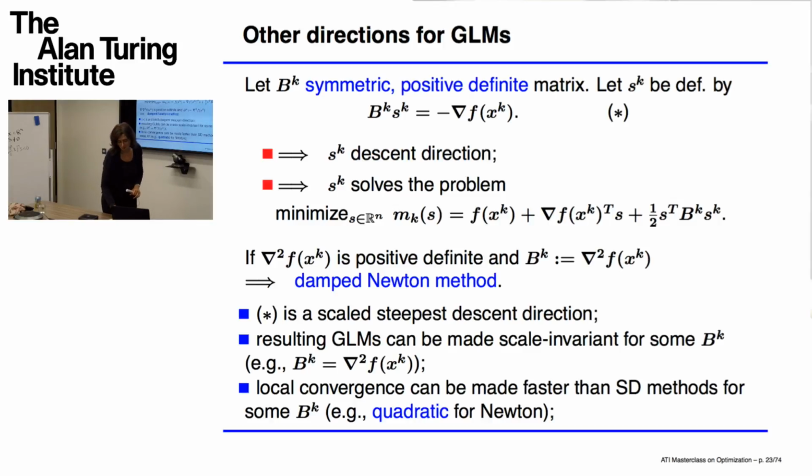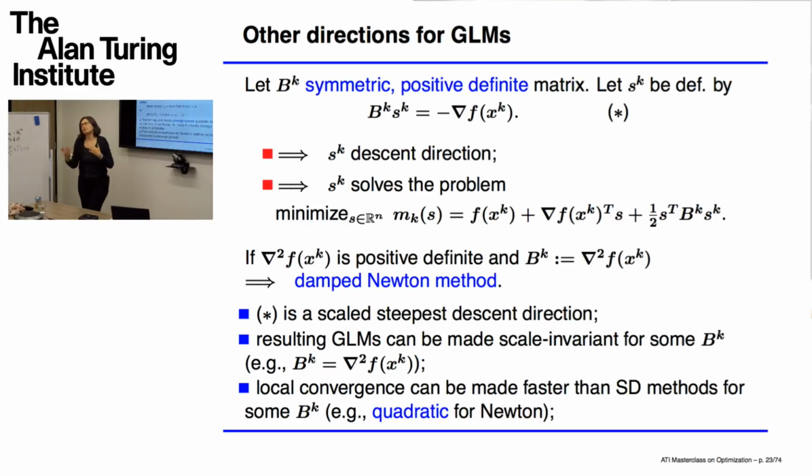But Newton has its own problems. So think of this Bk as an approximation of the Hessian or the true Hessian. What am I doing here? I'm bringing in second order derivative information if I can. So what can we say about the convergence of these methods?